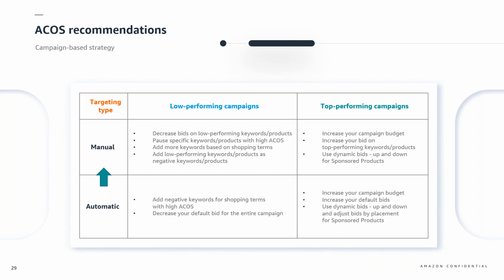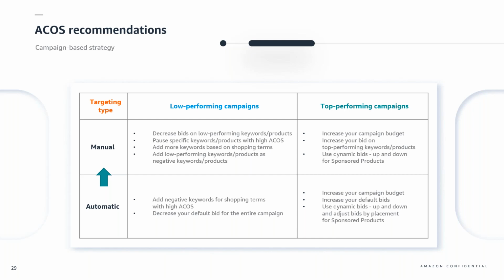For low performing campaigns, please see if you're actually using the Sponsored Products automatic targeting, which is the bottom. Consider adding shopping terms with high ACOS as negative keywords and decreasing your campaign default bid. You can also use the dynamic bids up and down strategy to increase conversion opportunities. Some of the words might not be familiar, don't worry about it. It will be covered in the next webinars, but these are quick tips for you to move on. Let's get familiar with this.